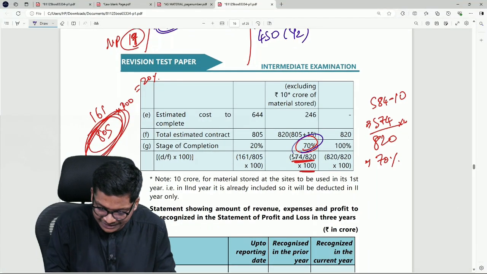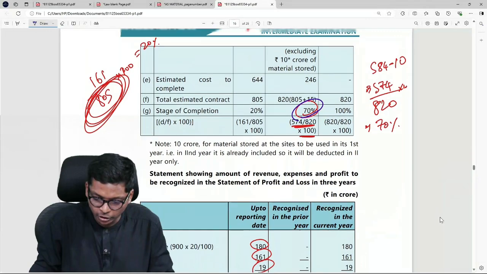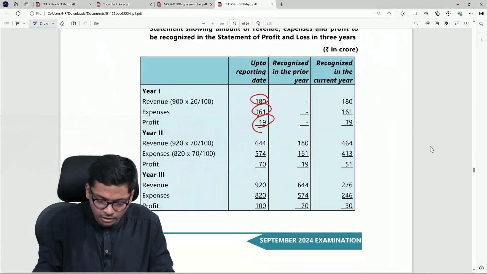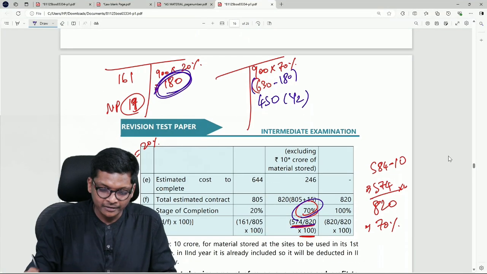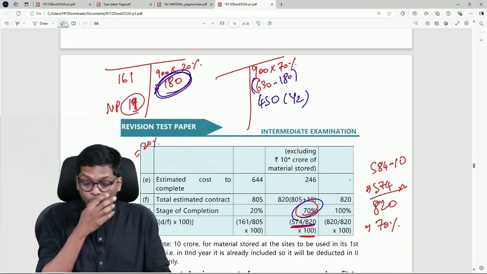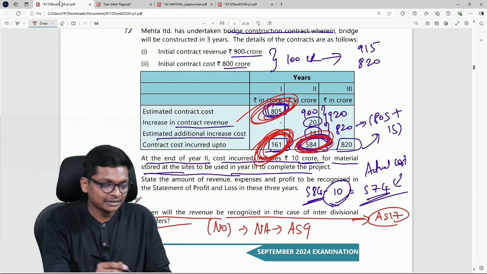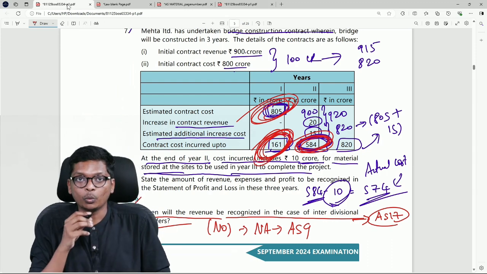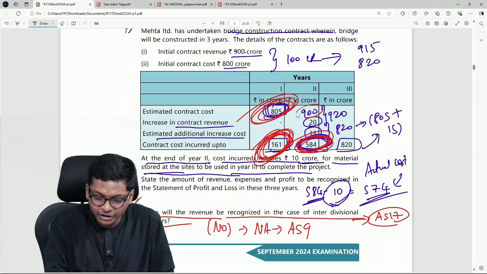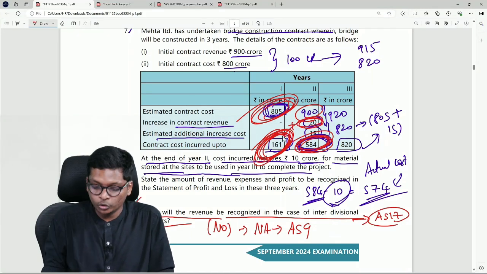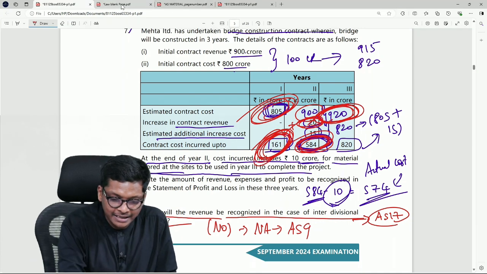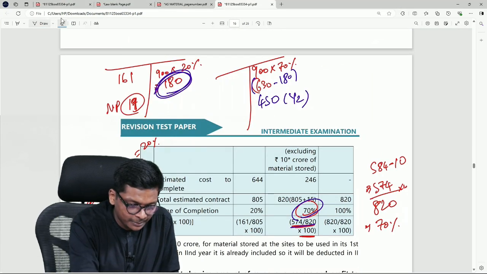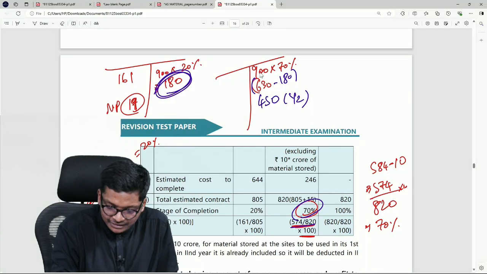Year 2 percentage is 70%. Yes, we got 70%, 574 by 820. So year 2 revenue, we also got, okay, we made one small mistake. What we should not be doing, look at this. While explaining the question, what did I tell you? Year 1 revenue is 900, but year 2 revenue we added 20. So year 2 revenue became 920. We took it that time. So here also we made a small mistake. We will not take 900 over here, guys.